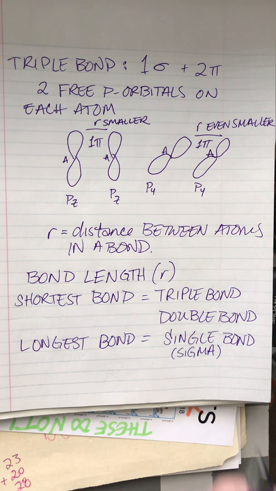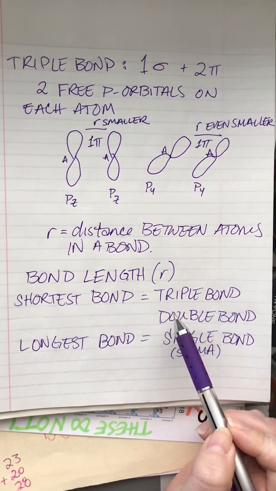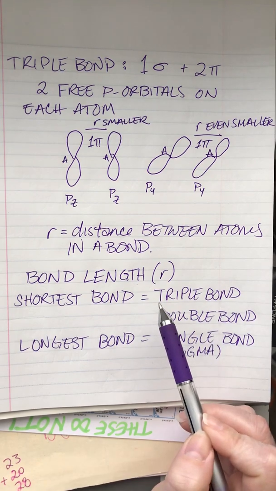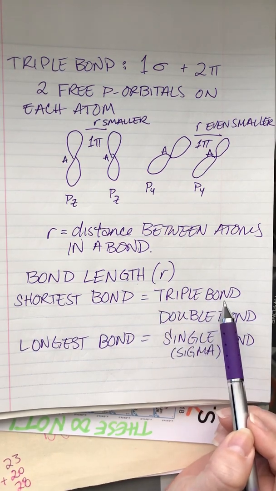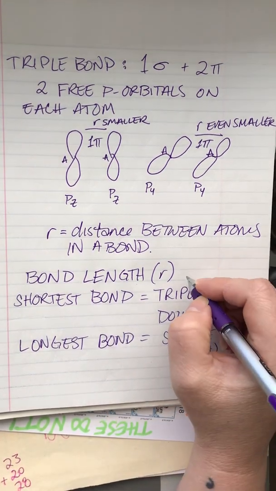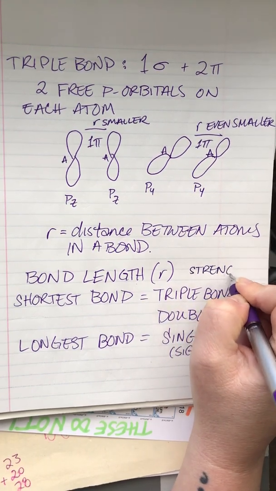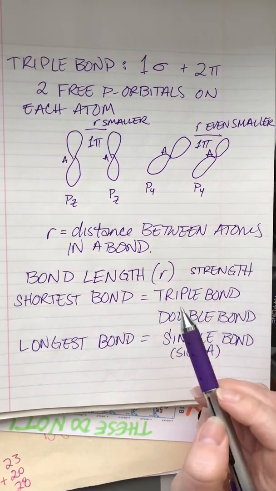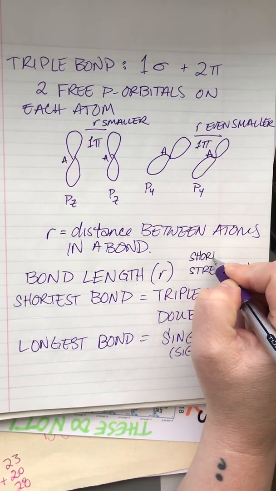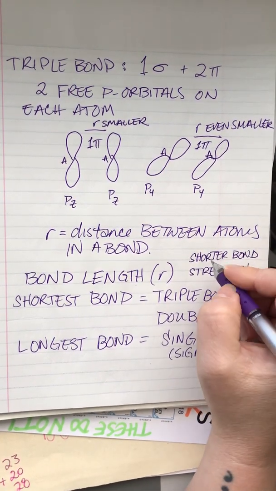So bond length has to do with how many sigma bonds, pi bonds, or two pi bonds you have. And the bond length is proportional to the bond strength. So the shorter the bond, the stronger.